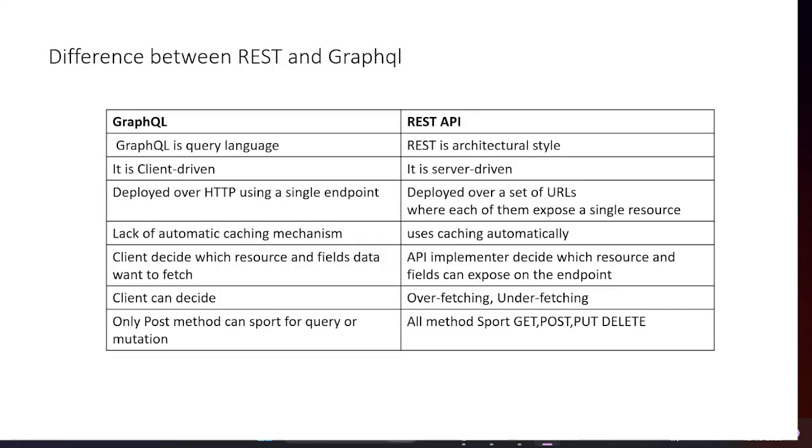Now the difference between REST API and GraphQL. GraphQL is a query language, whereas REST API is an architecture style. GraphQL is client driven, while REST is server side driven. GraphQL is deployed over HTTP using a single endpoint. REST is deployed over URLs, where each endpoint exposes a single resource.